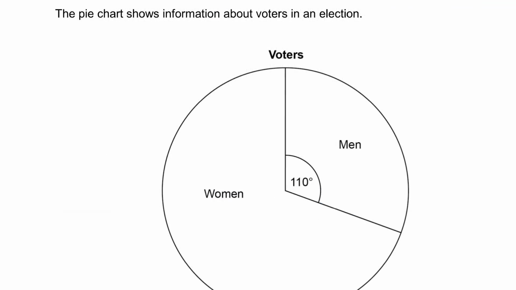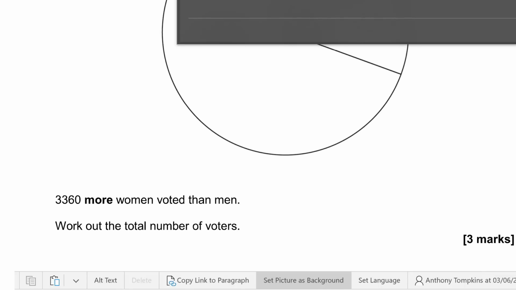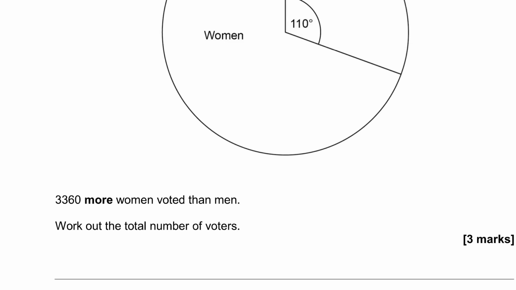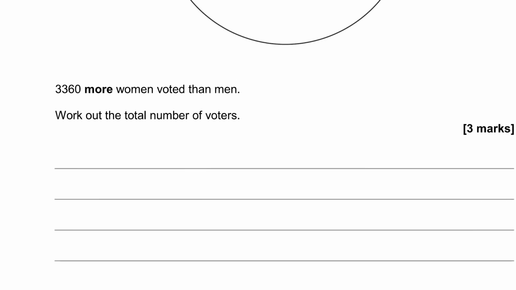The pie chart shows information about voters in an election. You can see that more women than men voted. Almost twice as many women than men. Or was it more than twice as many? 3,360 more women voted than men. So work out the total number of voters.